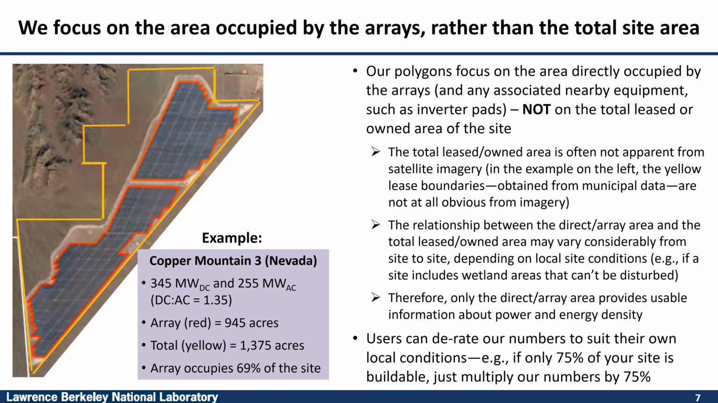And what this means is that you may need to adjust our densities accordingly if you are interested in how much PV you can fit on a particular parcel of land. So for example, if you can only build on 75% of your site due to wetland issues or what have you, then simply multiply our densities by 75%, and that should get you pretty close to the right number.